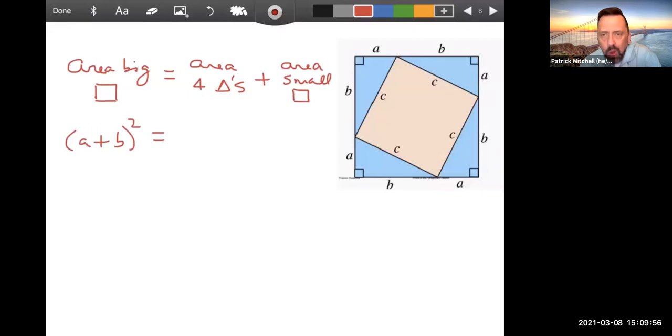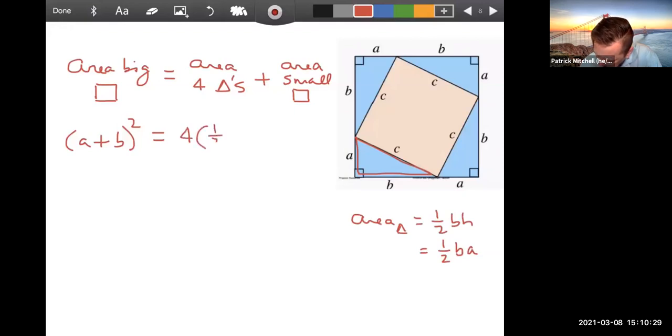Okay, now let's talk about one of these triangles, say this one right here. You remember the area of a triangle is 1/2 times the base times the height. Well, the base of this triangle is called B, and the height of this triangle is called A. So that would be 1/2 B times A. And remember, I have four of them. And I'm going to write it as 1/2 AB instead of BA.